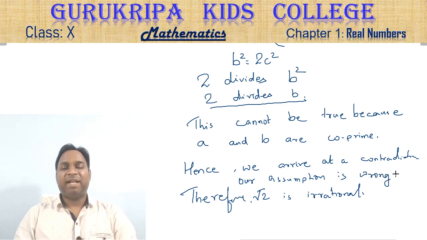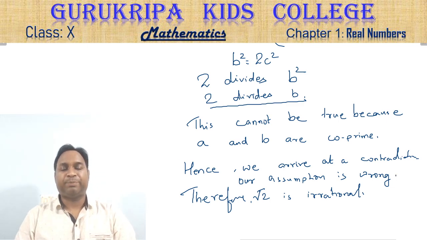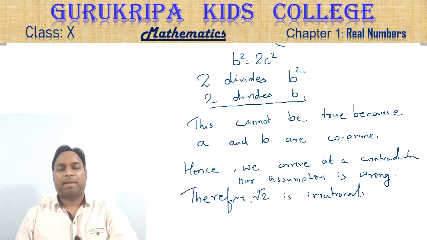Okay. In mathematics, we will prove quite a number of theorems like this. Very often you'll see proofs like this. You assume something and then you prove that our assumption is wrong. That was the proof that square root 2 is an irrational number.